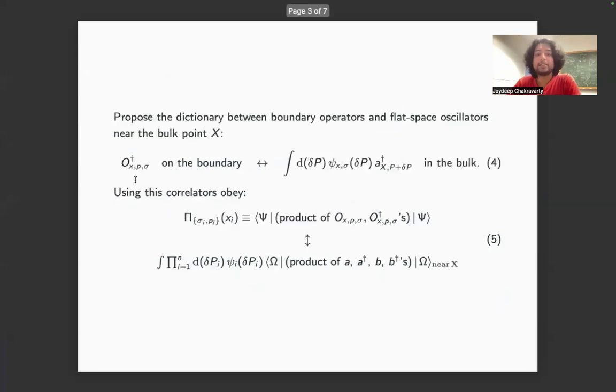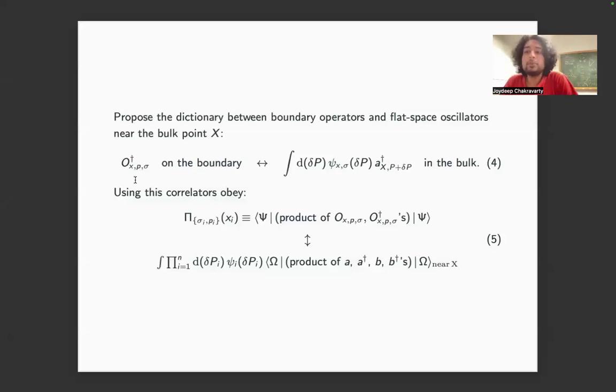So the idea is that we propose a dictionary between the bulk operators and flat space oscillators near this point. On the left-hand side are the oscillators which I just defined in equation 4, and on the right-hand side are the A's and A daggers, which are the bulk oscillators. The claim is that if we take a bunch of these mirror operators on the CFT correlator, we get something which looks like the flat space amplitude.